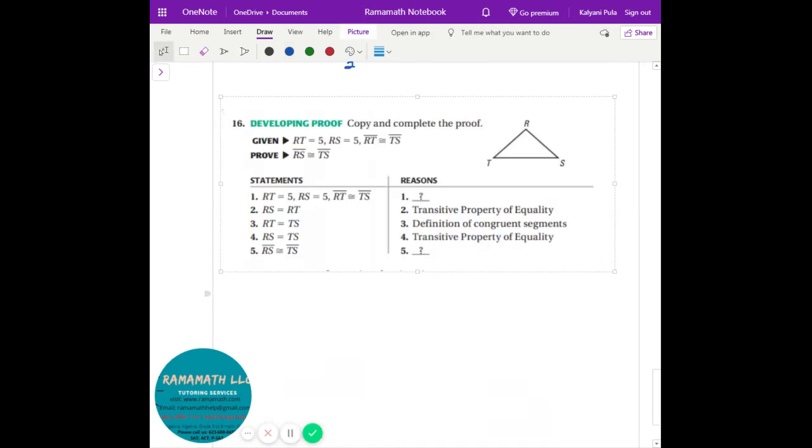Let's try this. The first one is given. That's good, it's easy to find. Very good.